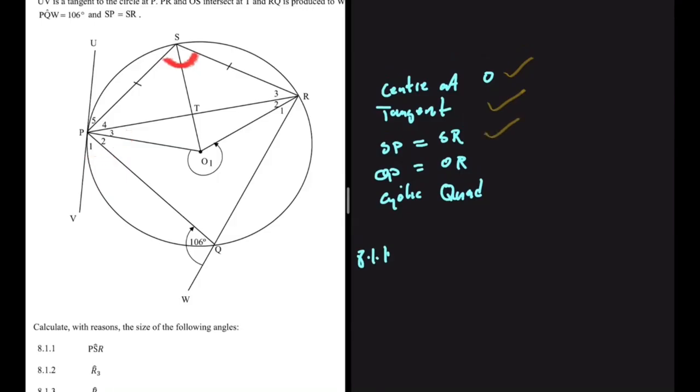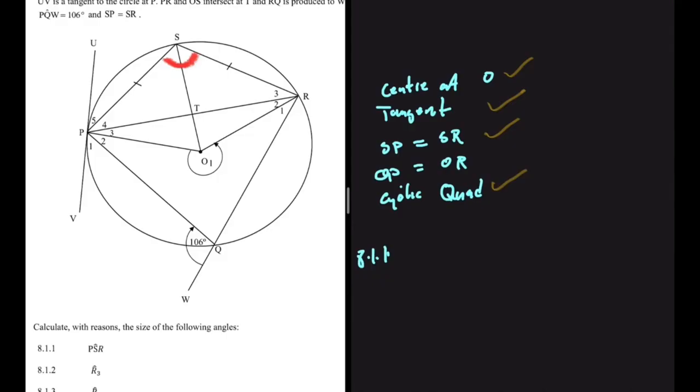SP is equal to SR. It will be easy to find the size of that angle if, for instance, we had P4 or we had R3, right? And then OP is equal to OR. It has nothing to do with that angle. And then the last keyword is cyclic quad.